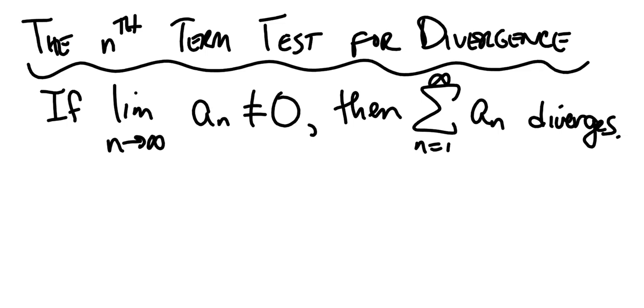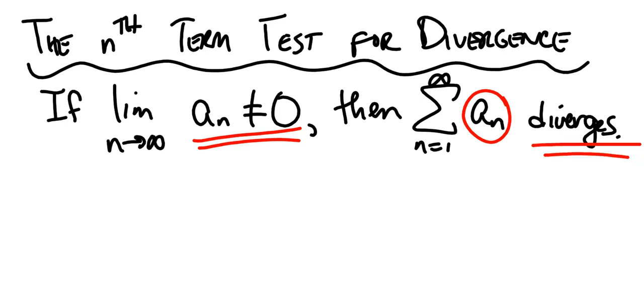Why? Because if we're adding up a bunch of things, and those things never get infinitely small, then adding them up is like adding up 1 plus 1 plus 1 plus 1 plus 1 plus 1 forever. It has to blow up. It has to diverge.